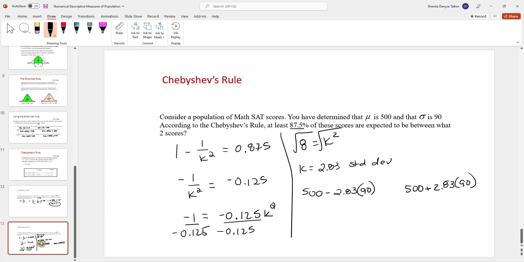I'll also do it with the addition. So let's go ahead and see what we get. I have 500 minus 2.83 times 90. I end up with 245.3. When I take the 500 plus 2.83 times 90, I end up with 754.7. So we can expect 87.5% of our scores to be between 245.3 and 754.7.